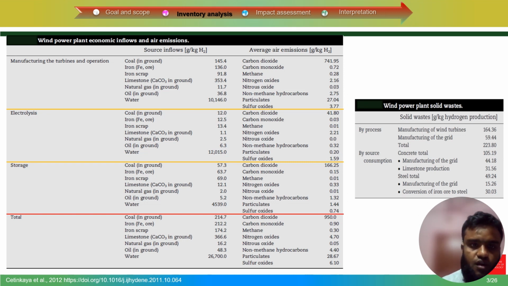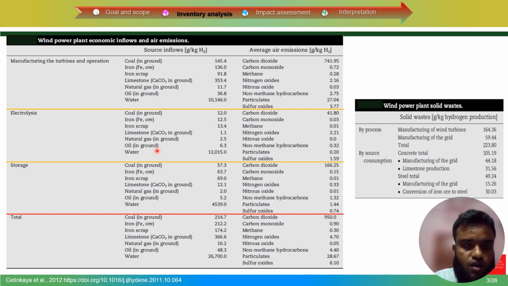So the second one is inventory analysis. The goal and scope definition is done. The second one, as you can see, is our inventory analysis. So inventory analysis, this is the most critical one. If we can do these steps as accurately as possible, then your life cycle analysis would be more accurate.